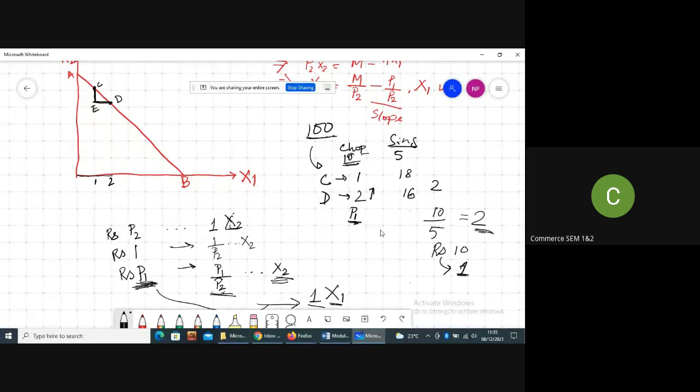To get 1 unit, distance ED is equal to 1 unit. So to get ED amount, or 1 unit extra amount of commodity 1, we need to sacrifice P1 by P2 amount of commodity 2. So this minus P1 by P2 is the slope of the budget line. Is this clear?